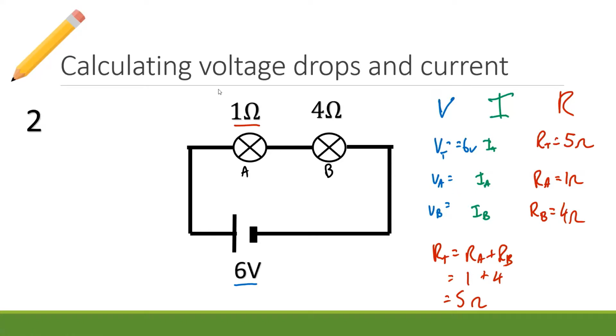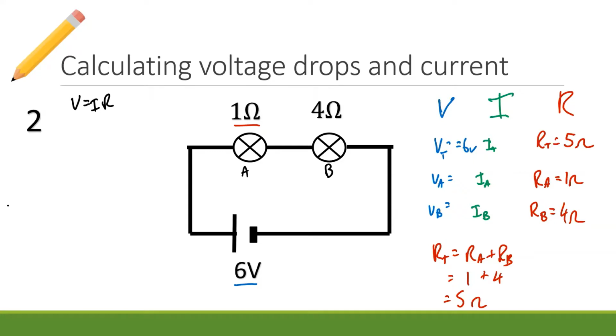V equals IR. Perfect. For those of you that don't get it, we're now going to do this tic-tac-toe grid here because we've got cross, cross, blank. We just need to do one more. So how do we do that? How do we calculate IT? Well, we can use V equals IR.